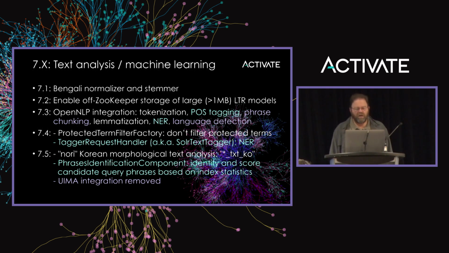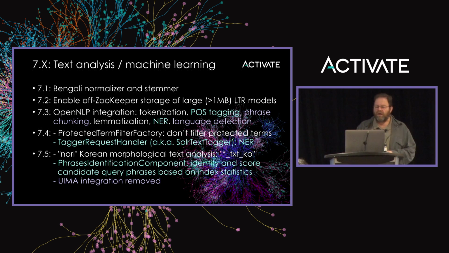In 7.4, a protected term filter was added that extends, or generalizes, I should say, the idea of keyword capabilities. For example, stemmers can be told to leave certain terms alone. Unfortunately, this capability has to be supported on a filter-by-filter basis, and there are several filters that don't support it. This protected term filter factory allows you to extend that capability to arbitrary filters.